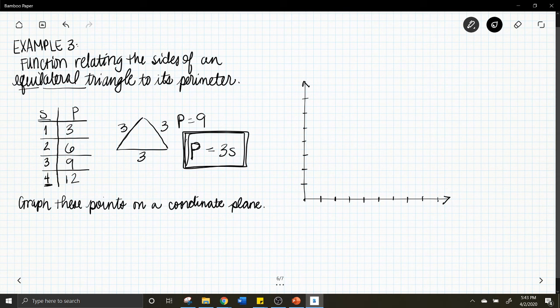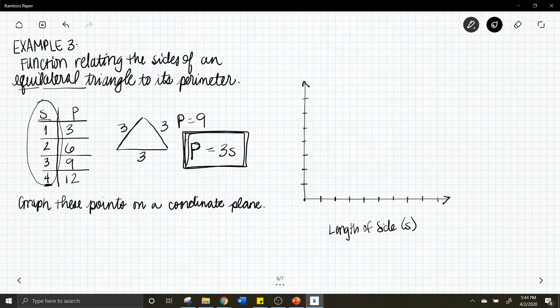So S is first. So S is going to be represented on our x-axis. So we're going to do our length of side in parentheses S. And then P represents our y-axis. So we'll call that our perimeter in parentheses P. And now we need to give some values to these points. So you can go by 1s, you can go by 2s. Here, since we went 1 through 4 on the x-axis, I'm going to just go 1 through 4 because that makes the most sense.